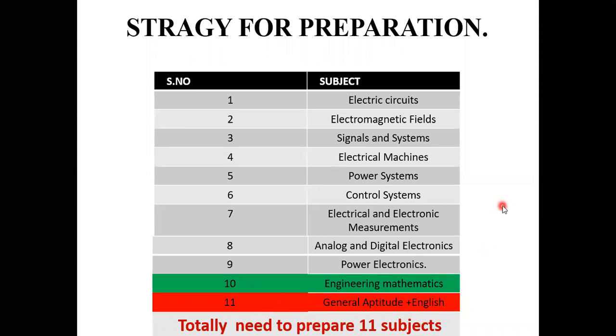Sir, how is it possible and how to prepare these 11 subjects? This is nothing but the total subjects for the GATE examination. When you consider subject by subject, the first one is electrical circuits, it is over for you. The second one is EMF, it is over for you. The third one is SS, it is over for you. And this is electrical machines, it is over for you.